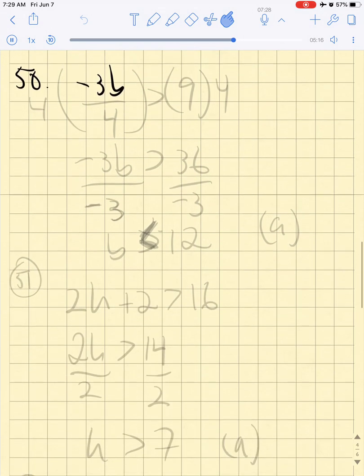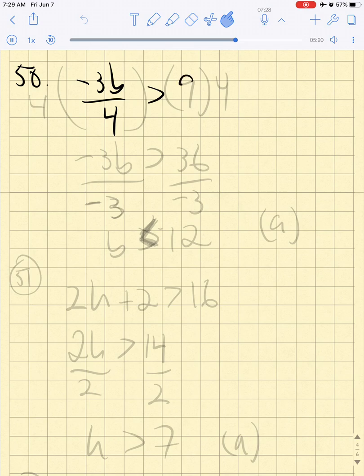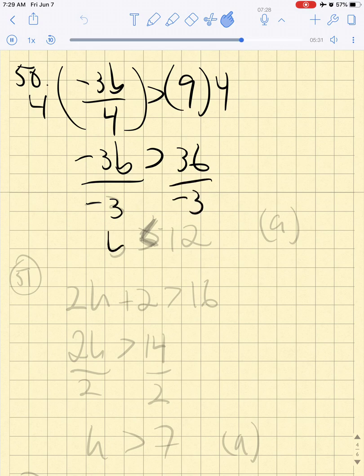Negative 3b over 4 must be greater than 9. Multiply both sides by the denominator 4. We're going to have negative 3b must be greater than 36. Divide both sides by negative 3. b must be greater than negative 12. I forgot, I have to switch the sign. When I divide by a negative, you switch the direction of the inequality. b must be less than negative 12. That's choice A. Tricky, but simple.